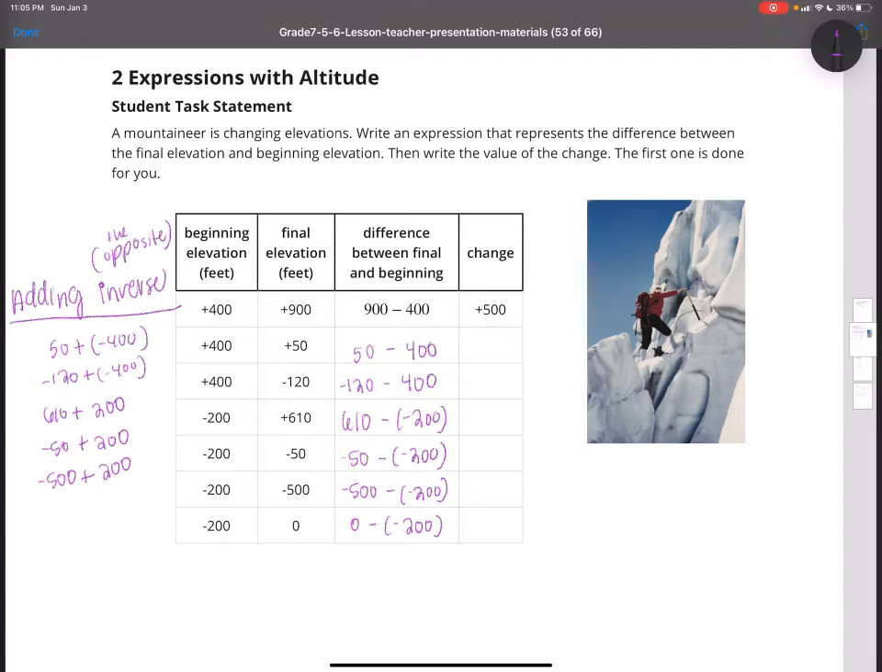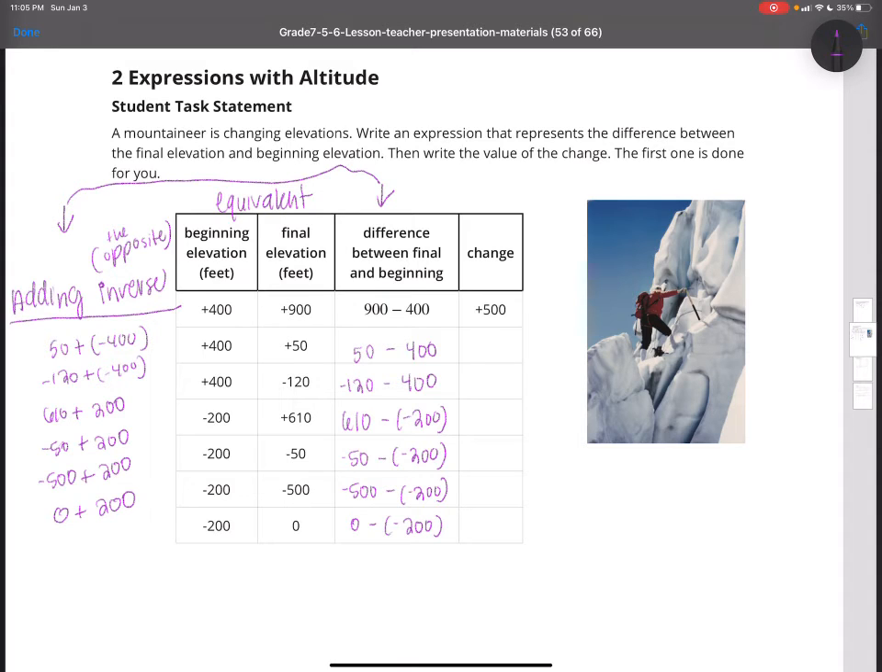Why do I keep putting 200? I see what I did. And then for the last row, it will be 0 plus 200. Okay? So I want you guys to know that these expressions and these are equivalent. They're equal to each other. All right, so let's get started.